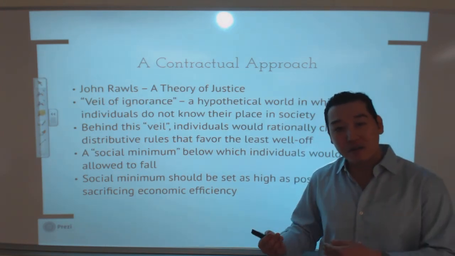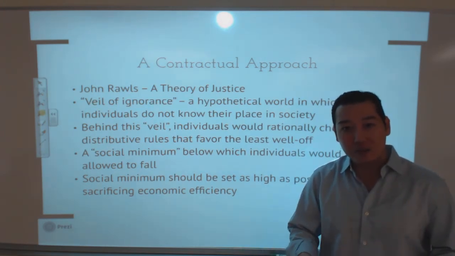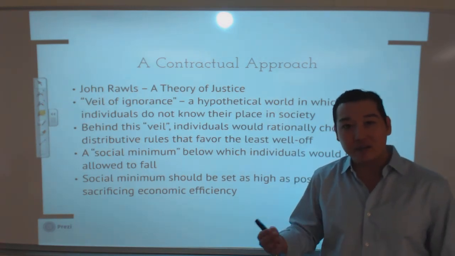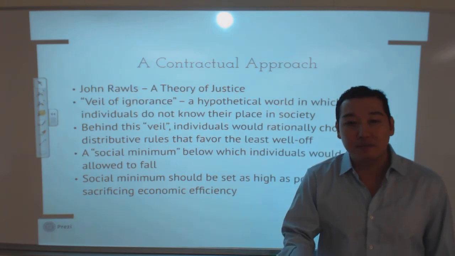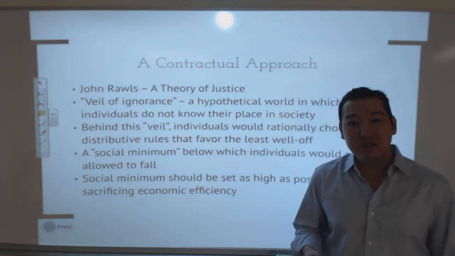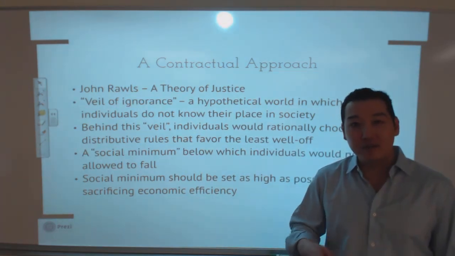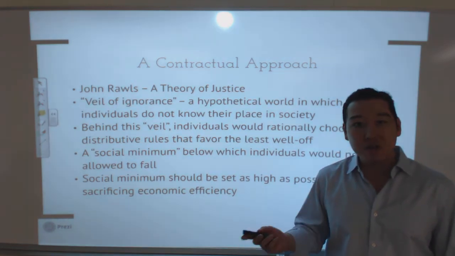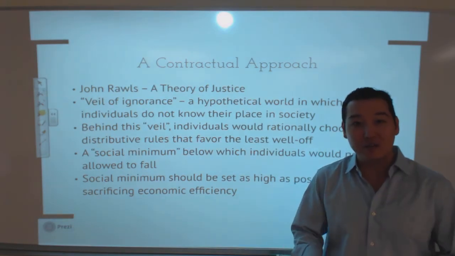Recall that we've taken ourselves out of the current situation in which we're living into this hypothetical world without any laws in place. What sort of distribution rules would you want? And he says that you would rationally choose distribution rules that favor the least well off because you don't know if you're better off than the person next to you. You don't know if you're worse off than the person next to you in terms of the allocation of resources.